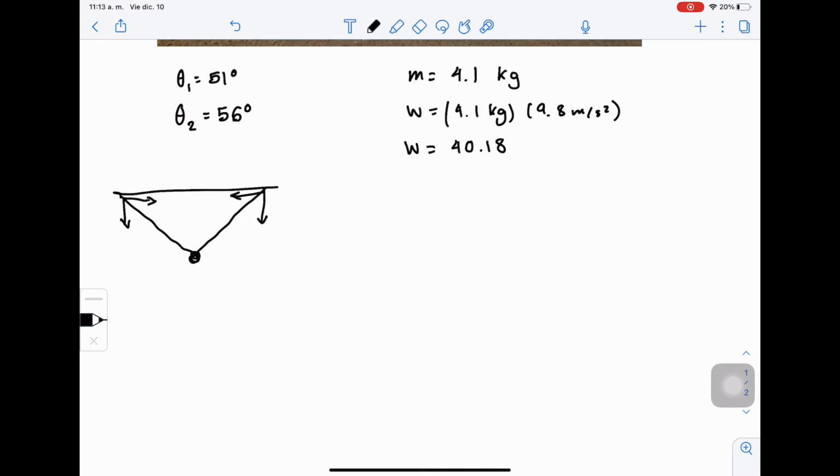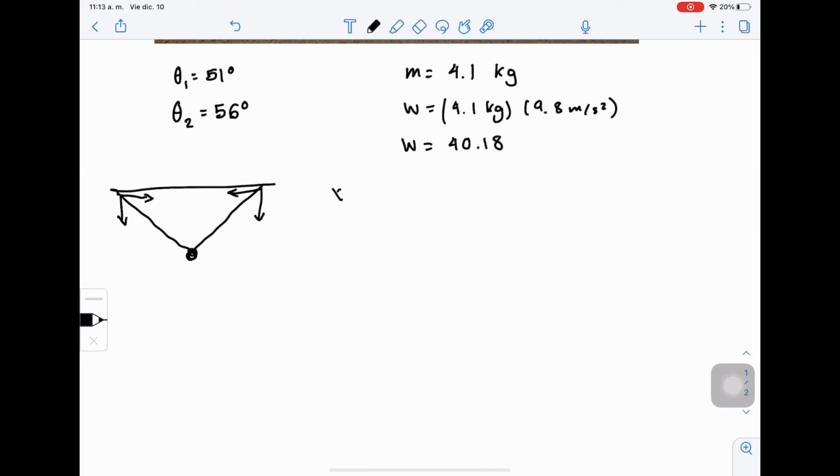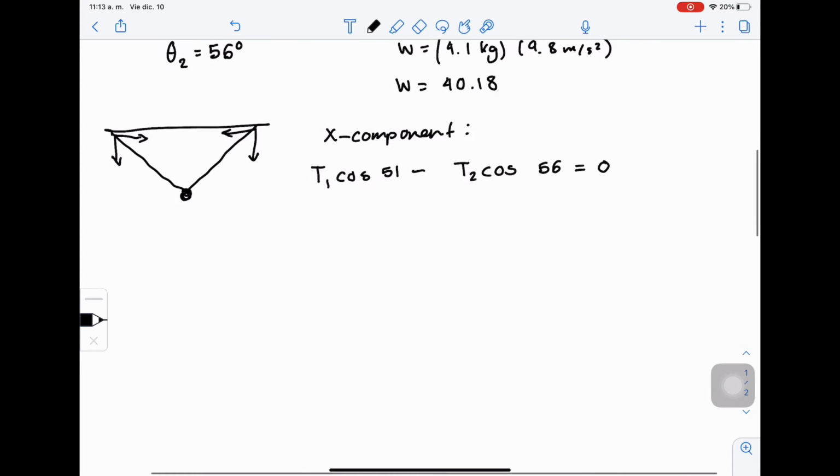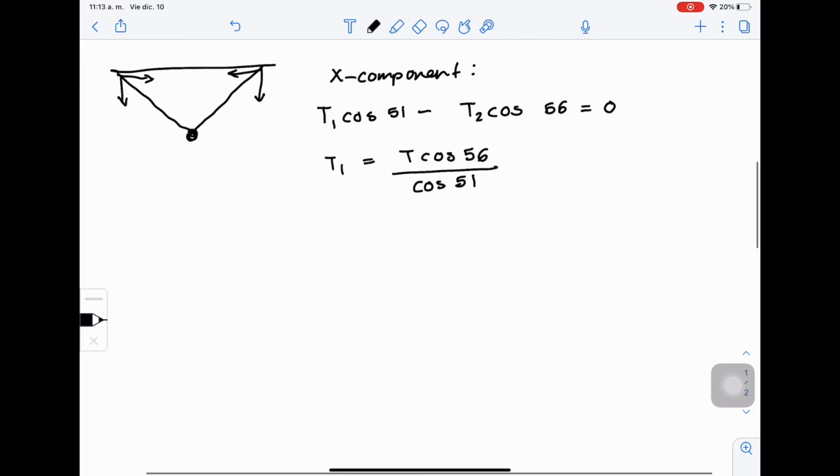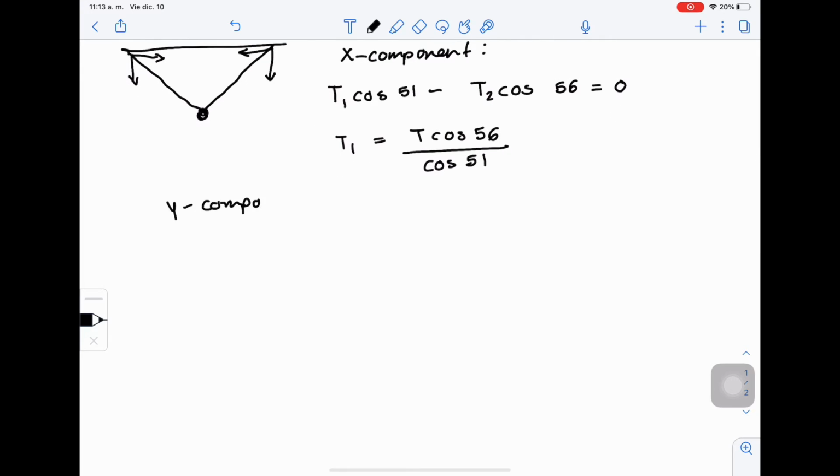For calculations, we'll have to break it up into x and y components because of our angle. For our x component, we are going to subtract the tension of our first string times its cosine minus the tension of the second one times the cosine of its angle, which will be equal to 0 since we have a system at equilibrium. Now we will clear for T1 and obtain the following equation.